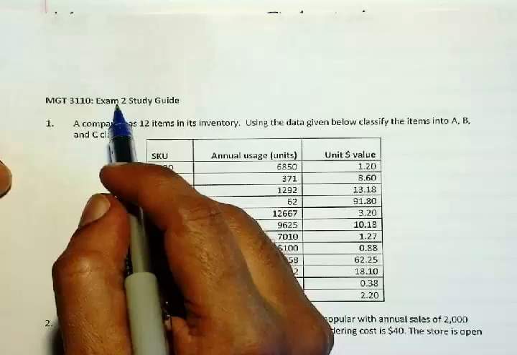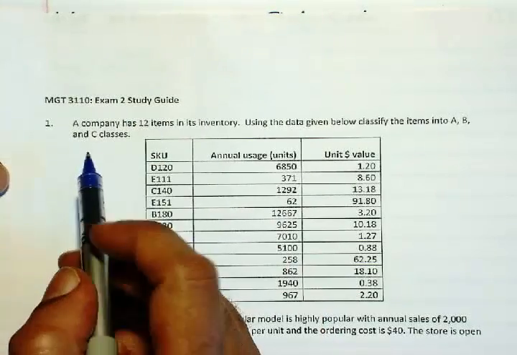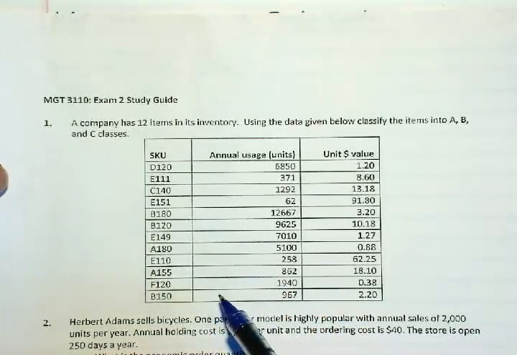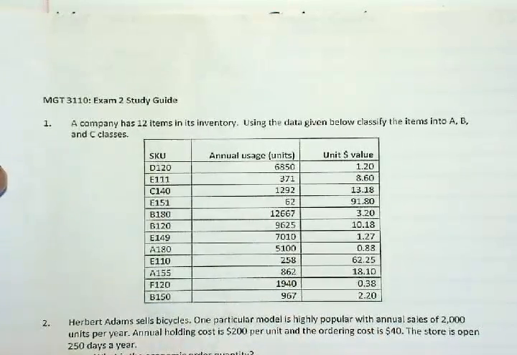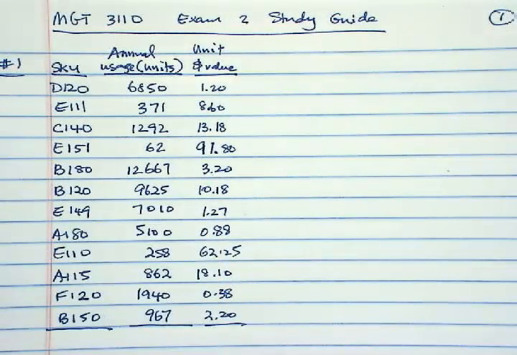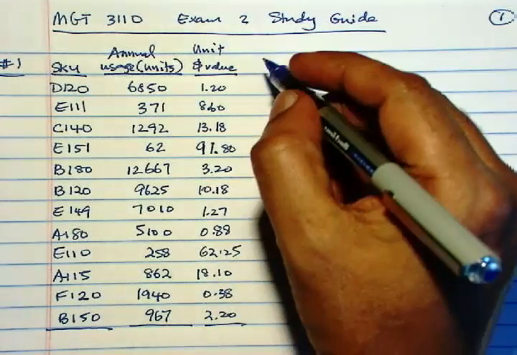Okay, exam 2 study guide. First problem is ABC analysis. So we want to classify these items into the three categories. I've already written down the data. The first step is to compute the annual dollar usage.